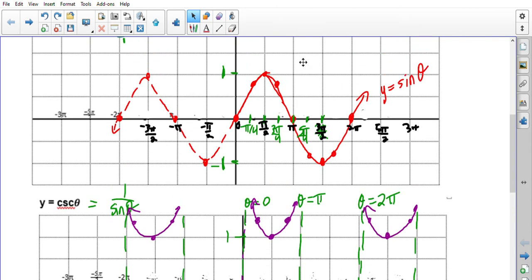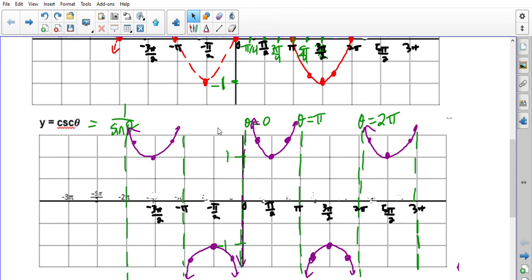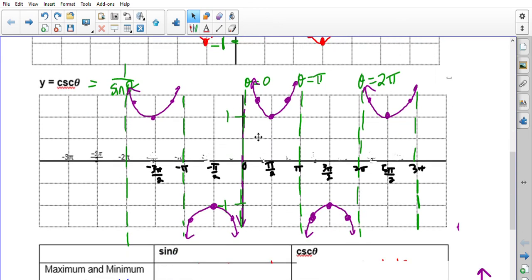Now keep in mind, wherever the original function has a minimum, we knew from last unit that that meant that the reciprocal has a maximum. So that means we should have a maximum at 3 pi over 2 and at negative pi over 2. And we do. So it goes back and forth, an opening up parabola, a vertical asymptote, an opening down parabola. Vertical asymptote, opening up parabola, and it alternates that way.